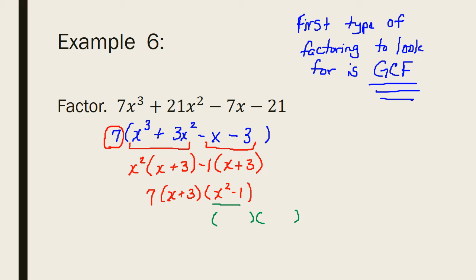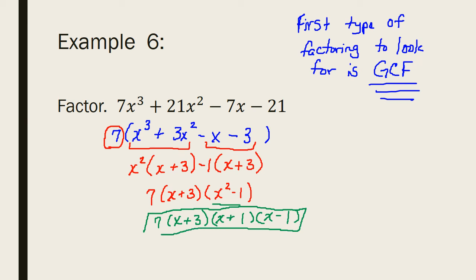Do two sets of parentheses. One gets a plus, the other one gets a minus, and the square root of 1 is 1. And then remember, don't forget about the other stuff. We need to bring that x plus 3 down. And definitely don't forget about that 7. And now our answer is done. So we've got 7 times x plus 3 times x plus 1 times x minus 1.